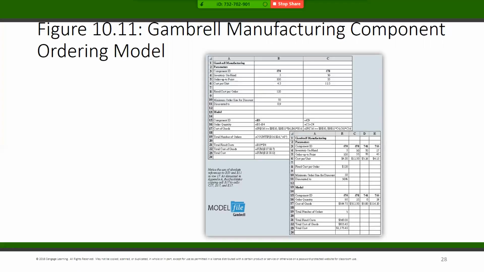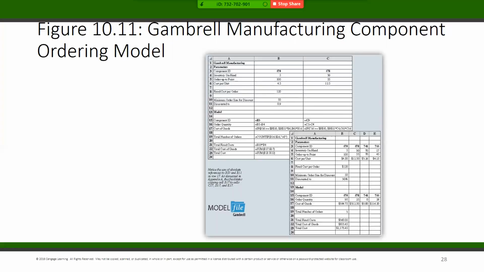So it's incurred whenever an order is placed, regardless of how many units are actually ordered. And the model portion of the worksheet calculates the order quantity for each component. Depending on the number of units ordered, Gambrill receives a discount on the cost per unit. Now, if more than 50 are ordered, the minimum order, there's a quantity discount of 10% on every unit purchased.